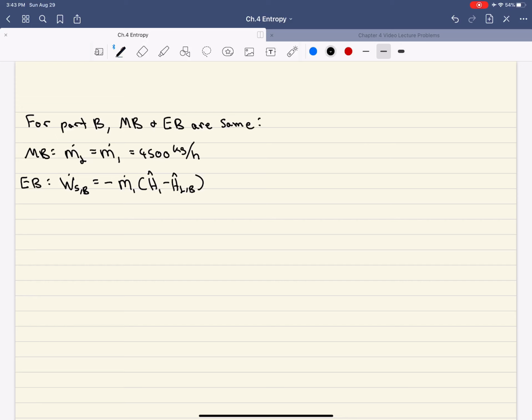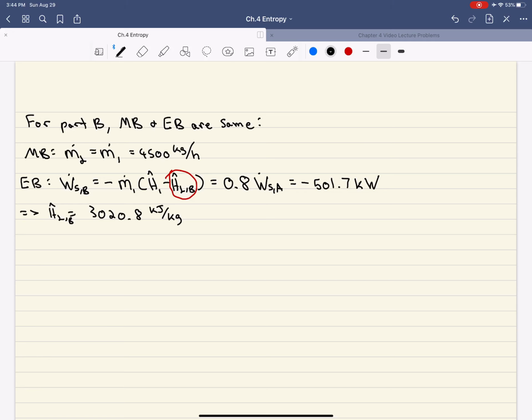To figure out the shaft work, it's fairly straightforward. We know that it's only going to be 80% of the maximum shaft work, which is what we solved for in part A. And that turns out to be 501.7 kilowatts. Okay, and so now that we have the shaft work, really our only unknown is H2B. So if we solve for H2B, we figure out that it's 3020.8 kilojoules per kilogram.